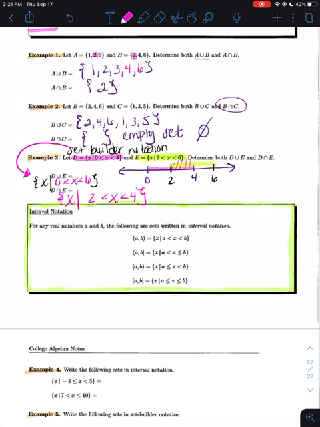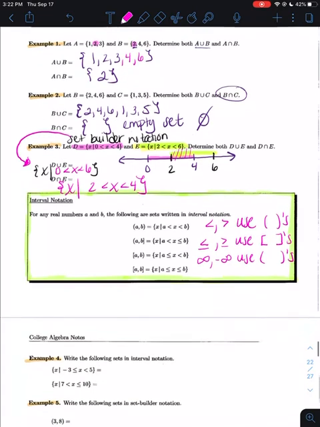One thing you want to know is that anytime you have a less than symbol or just a greater than symbol, we're going to be using parentheses. If it has a less than symbol and equal to, so less than or equal to, or greater than or equal to, we use brackets. All right, anytime you see infinity or negative infinity, we're going to also use parentheses. So you'll see what that means in a moment. All right, so let's look at this example here.